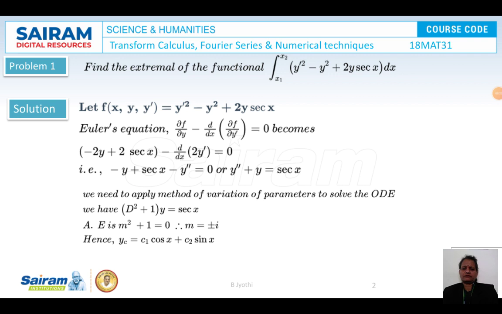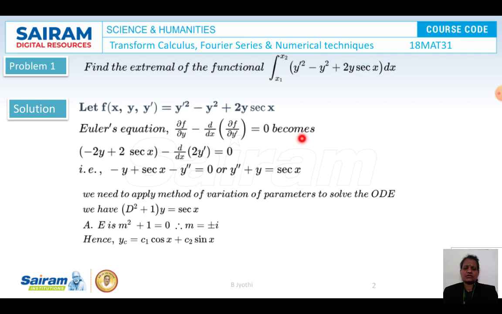Find the extremal of the function, where the integral from x1 to x2 of y dash square minus y square plus 2y sec x into dx. So let us consider the given function, that is f of x, y, y dash as y dash square minus y square plus 2y into sec x. First of all we need to consider the Euler's equation, that is dou f by dou y minus d by dx of dou f by dou y dash is equal to 0.